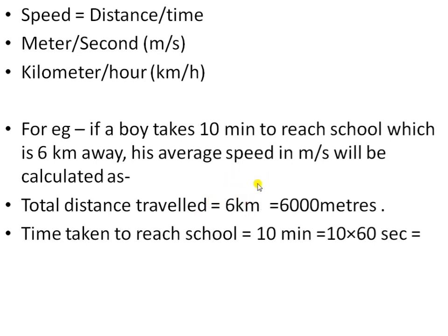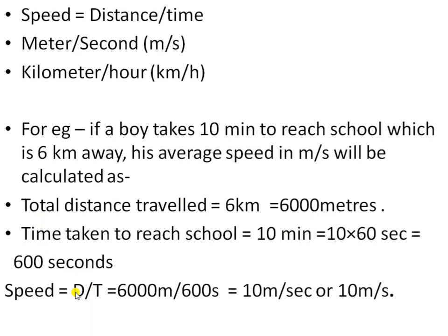1 km is equal to 1000 meter. So 6 multiplied by 1000 is equal to 6000 meter. In the same way, the time taken to reach the school is 10 minutes. 1 minute is equal to 60 seconds. So 10 multiplied by 60, then we get 600 seconds. And the formula of the speed is distance upon time. So the distance here is 6000 meter and time is 600 seconds. So the answer will be 10 meter per second. This is the answer of this question.